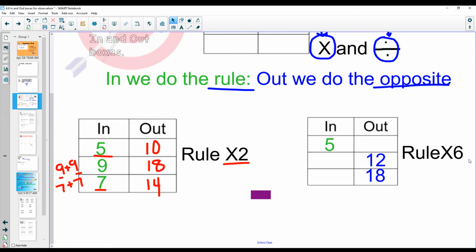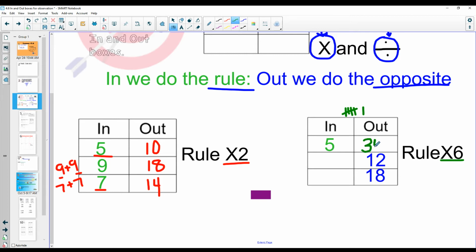Ooh, the rule now is times 6, but they give us 1 that's in the in and 2 that are in the out. So the rule is times 6. Let's see what we're going to do. When we're doing 5 times 6, we're going to count by 5 6 times. 5, 10, 15, 20, 25, 30.